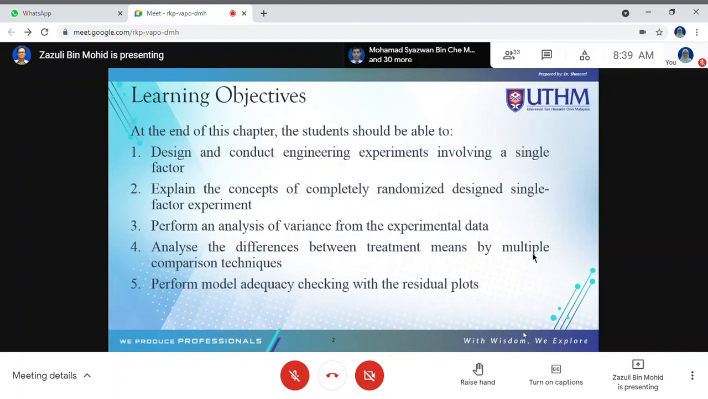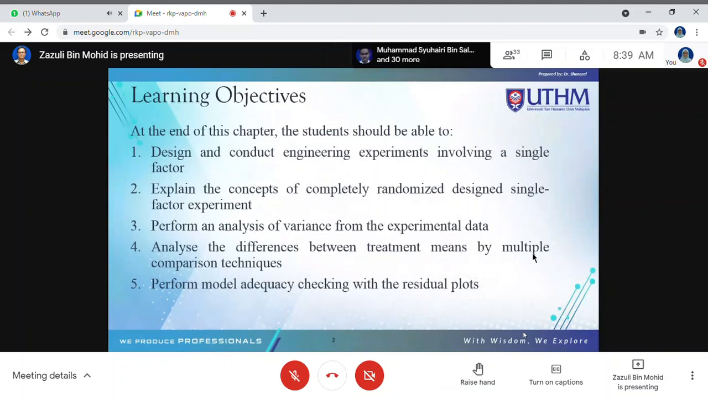So in our objective, in this chapter, why do we have to learn this chapter is that we need to know how to design and conduct engineering experiment using the factors, and we also need to know how to explain the concept of completely randomized design single factor experiment.